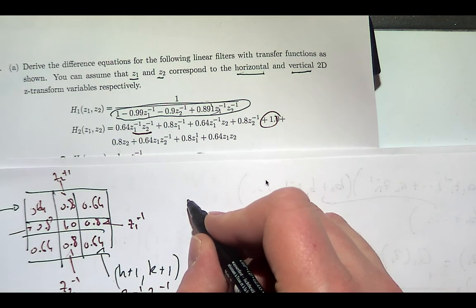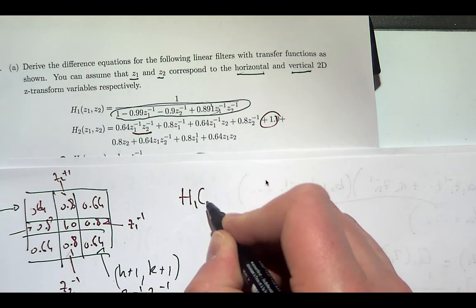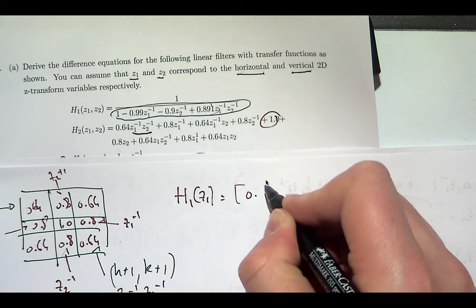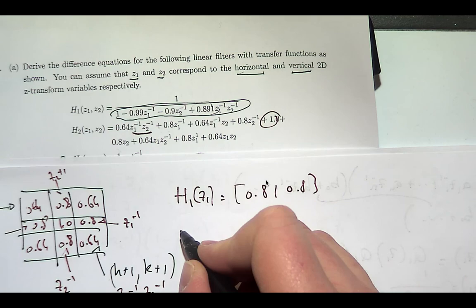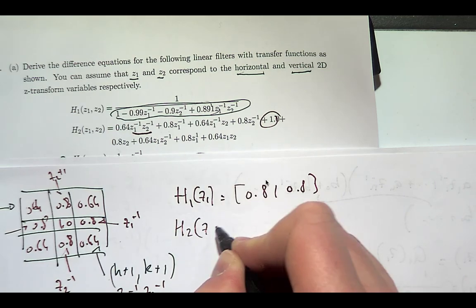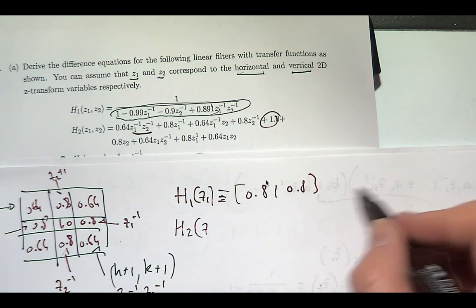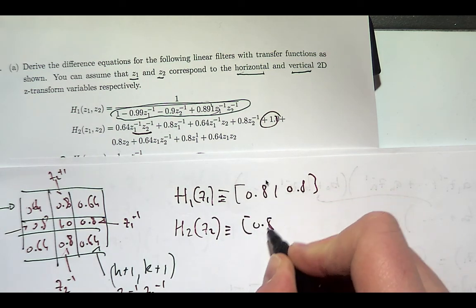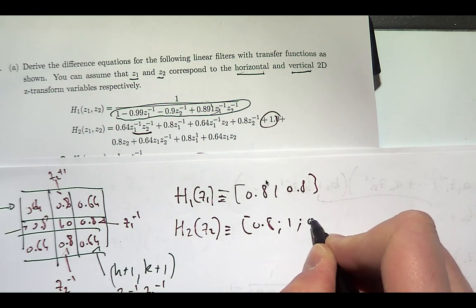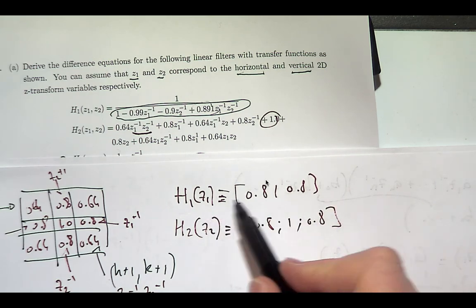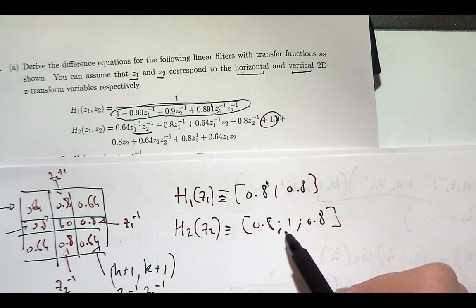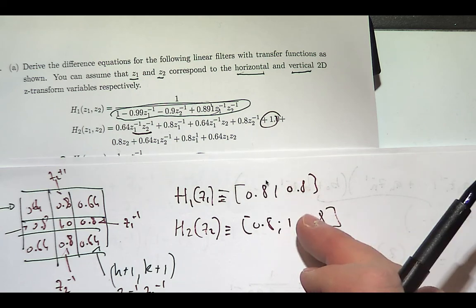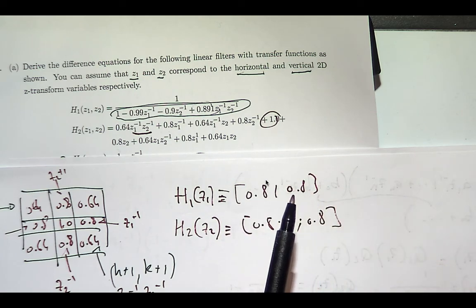Basically, if you take h1 of z1 to be 0.8, 1, 0.8, and h2, sorry, I just expressed that as a mask. Okay, so this one is a column vector, and this one is a row vector. And if you do this way, then these two are your masks for your filters.